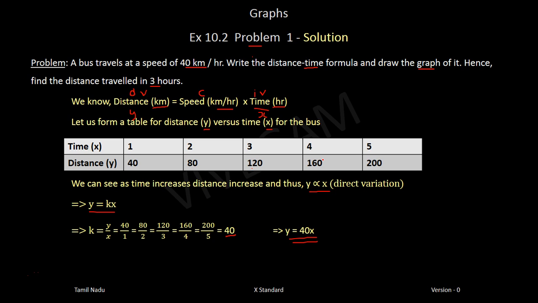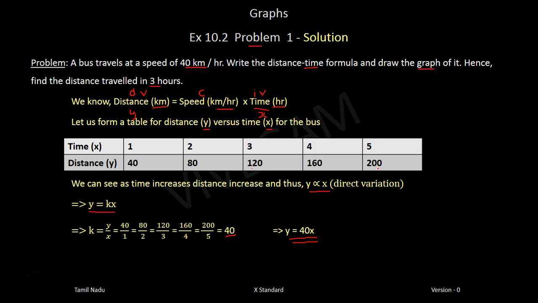Now we'll have to plot the graph. To plot the graph, what's the next step? You'll have to fix the scale. See, x is time, so it will never be negative. It varies from 1 to 5, so you can take a scale of 1 to 10, which means we can have 1 centimeter equal to 1 unit. But now look at the distance. Distance also cannot be negative, so it can be from 0 to 200. So we have to have a bigger scale. Probably 1 centimeter equal to 20 units will do.